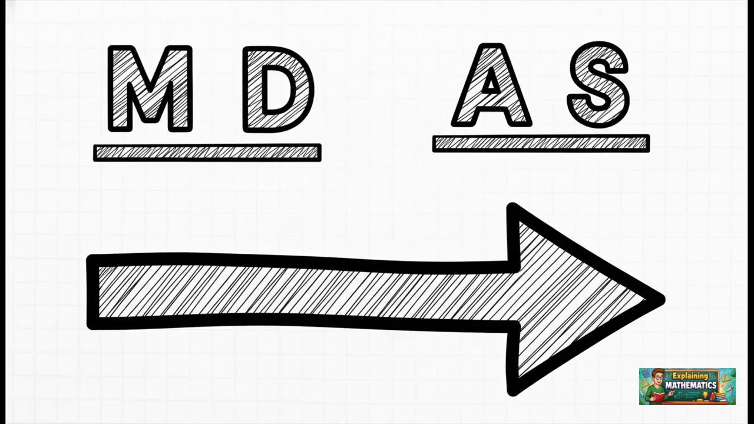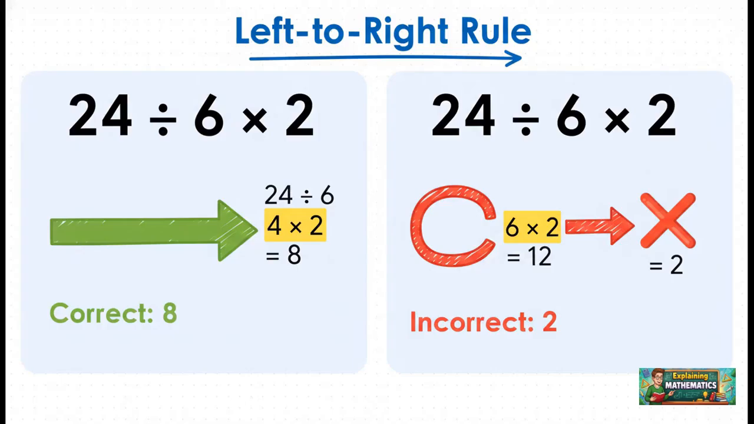Okay, so if they're on a team, how do you decide which one goes first? The rule is incredibly simple. You just work from left to right. That's it. It's the tiebreaker, and it is absolutely non-negotiable. You have to follow it. And here is a perfect example of why that rule matters so much. Check out 24 divided by 6 times 2.